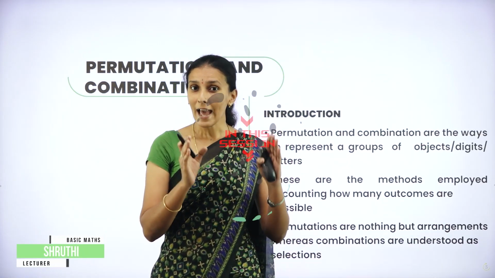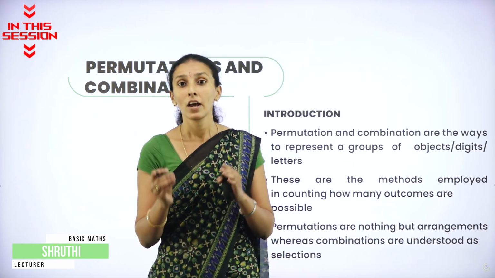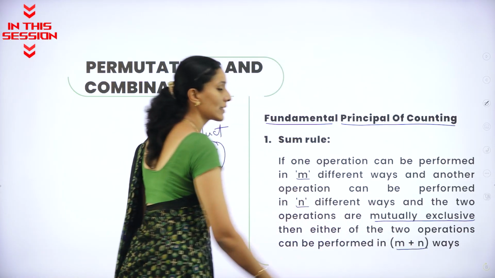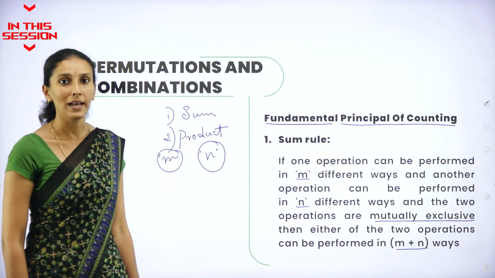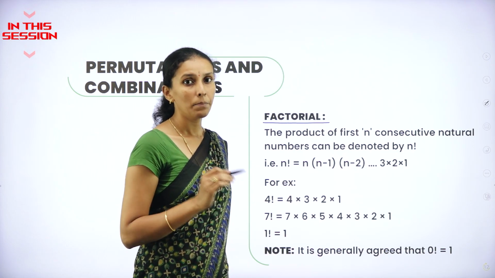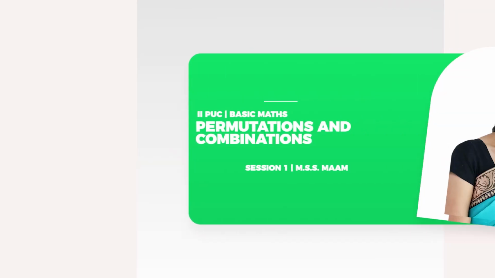Permutation means the arrangement, like the food menu, and combination means what you are going to select. The total number of operations can be written in the form of m plus n ways. So factorial is nothing but the product of first n natural numbers.